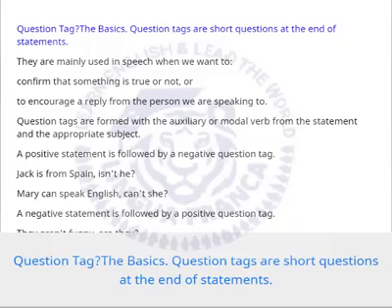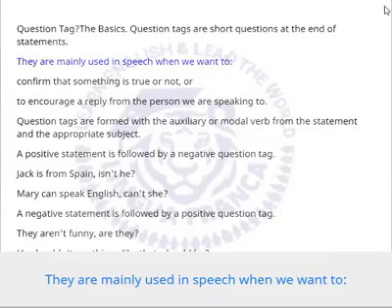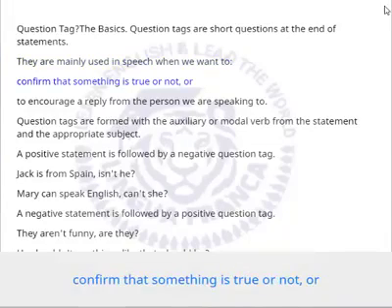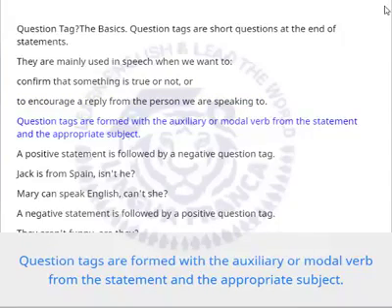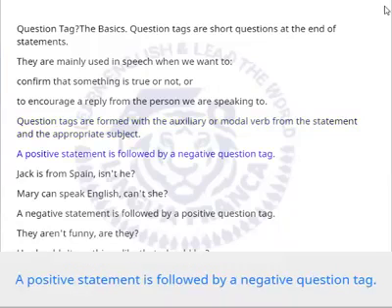Question tags, the basics. Question tags are short questions at the end of statements. They are mainly used in speech when we want to confirm that something is true or not, or to encourage a reply from the person we are speaking to. Question tags are formed with the auxiliary or modal verb from the statement and the appropriate subject. A positive statement is followed by a negative question tag.